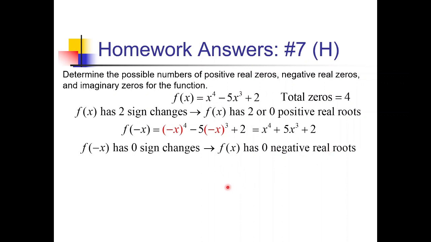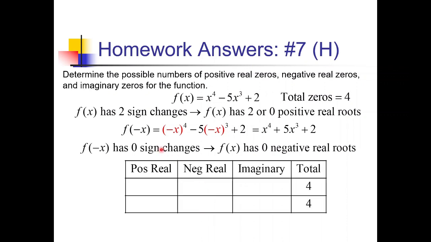So to get our different possibilities and also figure out the imaginaries, we're going to set up a table. This table is going to have positive and negative reals along with imaginaries, and then we're going to pre-fill in this total column of 4. So one possibility I have is that I have 2 real positive zeros and 0 negatives. And if I've got 2 positives and I have a total of 4 roots here, that means there must be 2 imaginaries left over. So this is one option: 2 positive reals, 0 negative reals, and 2 imaginaries.